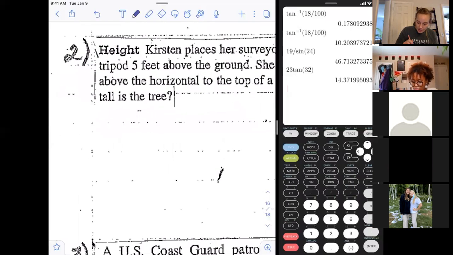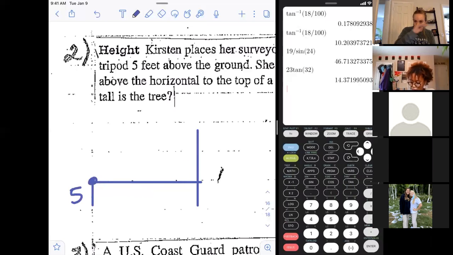Okay. This one gets a little bit harder because we've got to add something in. So I've got my tree right here, and then I've got a tripod that is 5 feet above ground. We're measuring our angle from the top of the tripod, and it says from the horizontal. So that means we're going straight horizontal from the top of the tripod, and then the angle from there to the top of the tree is 8 degrees.